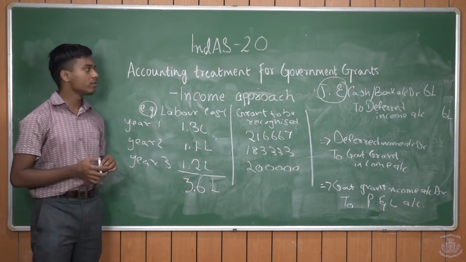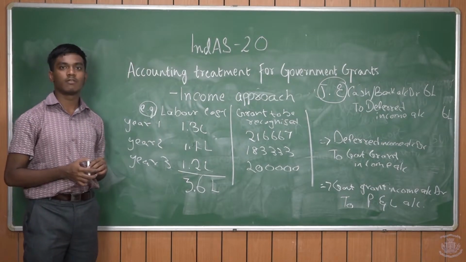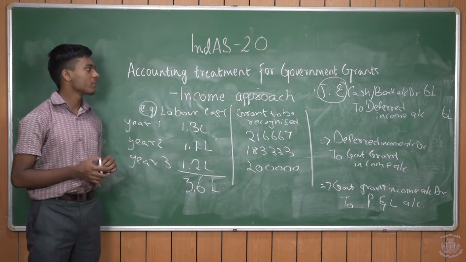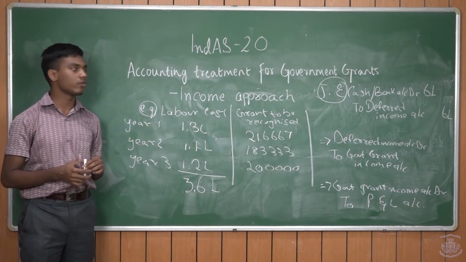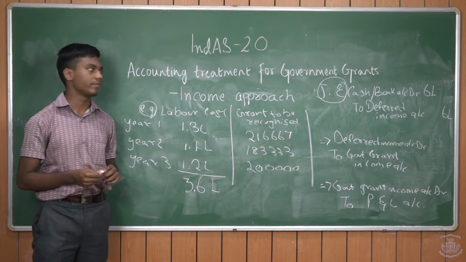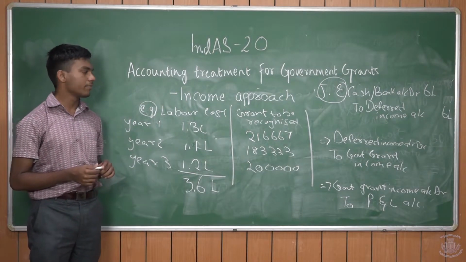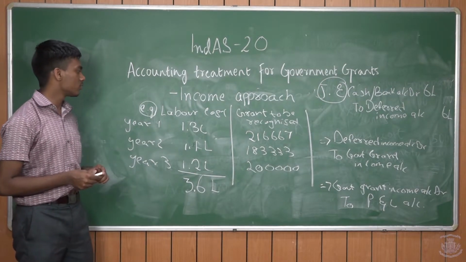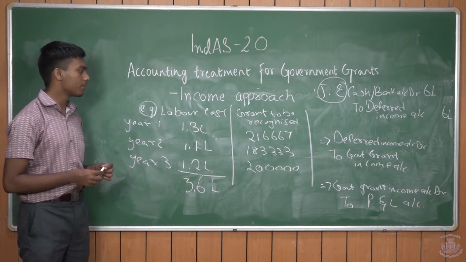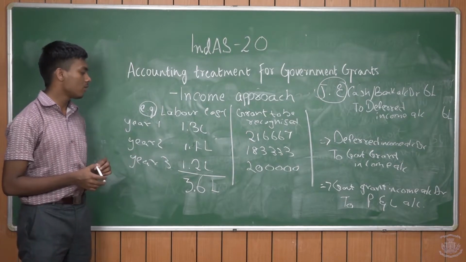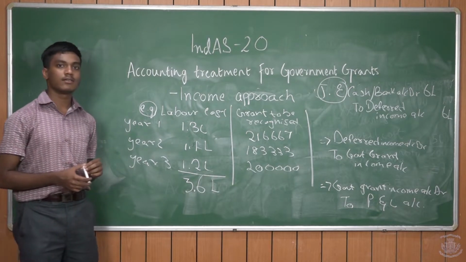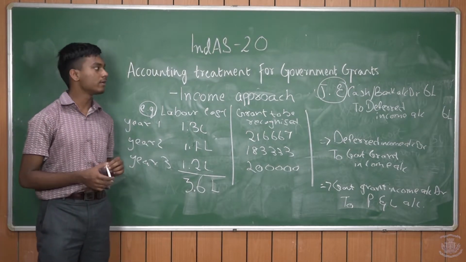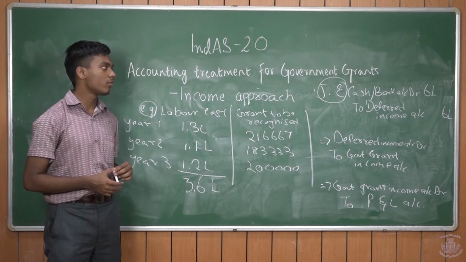The income approach of accounting treatment of government grants is generally applicable for the expenses incurred by the entity, for which the entity raises government assistance, provided all the conditions are fulfilled for recognizing government grants in the financial statements. So let's take an example. If an entity has estimated labor costs to be incurred in the following 3 years as 1.3 lakh, 1.1 lakh and 1.2 lakh, which sums up to 3.6 lakhs, and for which the entity has raised a request for 6 lakh, and suppose the entity has got a government grant in the form of assistance.